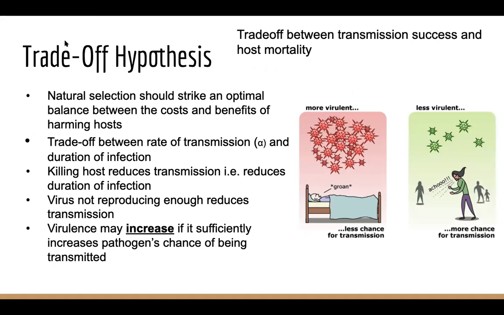The trade-off hypothesis suggests that natural selection should strike an optimal balance between the costs and the benefits of harming hosts. There is a trade-off between the rate of transmission and the duration of infection. If you kill the host, the human that a virus infects, this reduces transmission and also reduces the duration of infection.